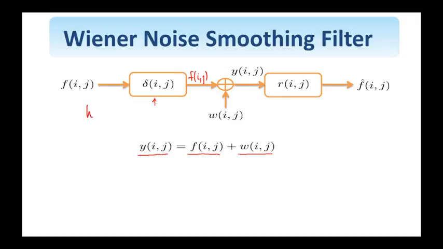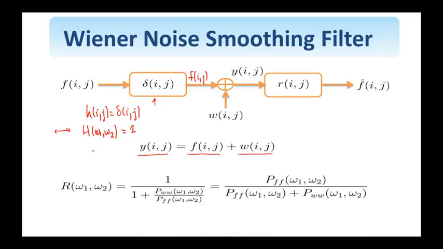Since here H_ij is a delta function, we know from what we've learned before that the frequency response of the filter is equal to 1. So substituting this in the expression we had for the Wiener restoration filter, we obtain just the frequency response of the noise smoothing Wiener filter.